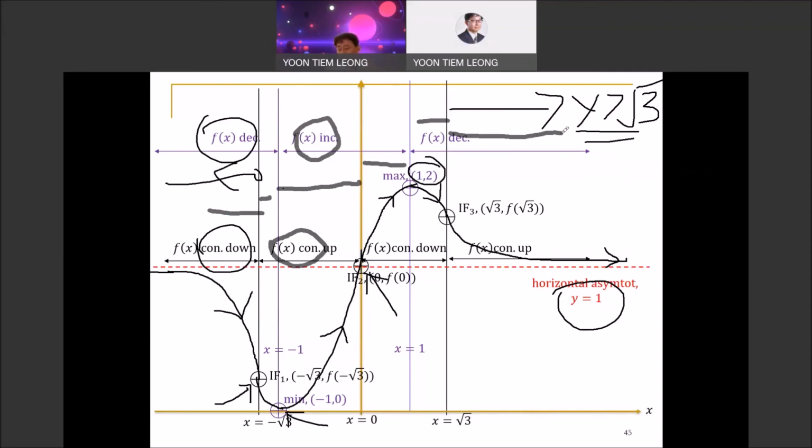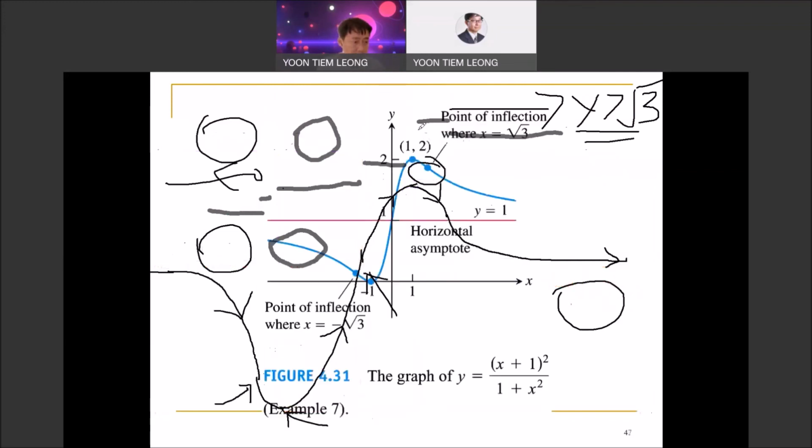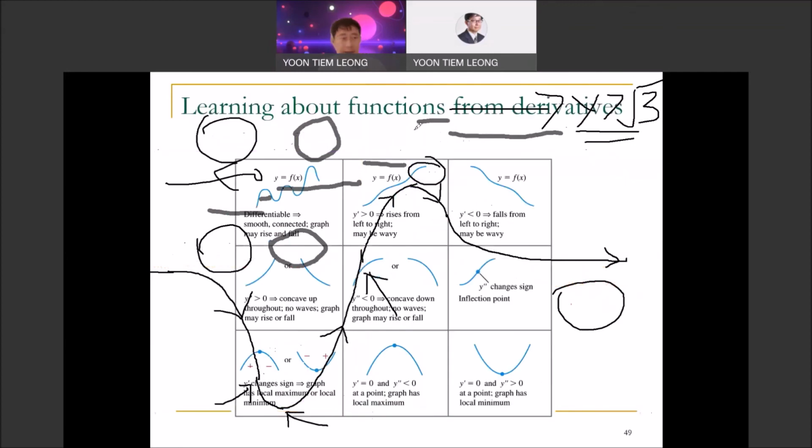Okay, this is a kind of favorite question in exams. If we have an exam, then usually you will be given this kind of function for you to sketch the graph. So that is all for this part of the lecture.